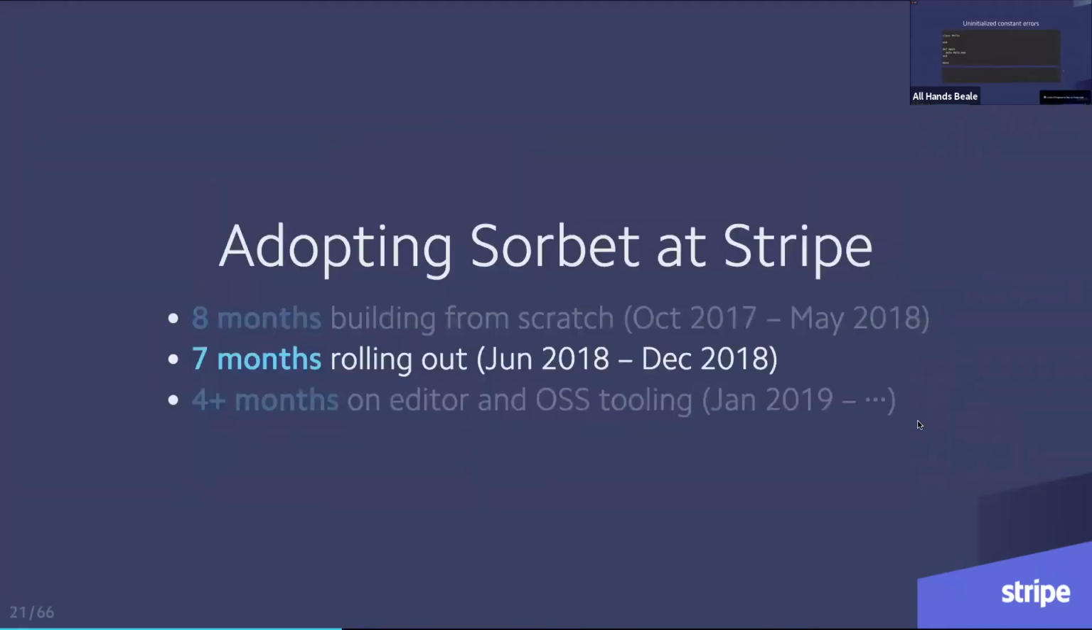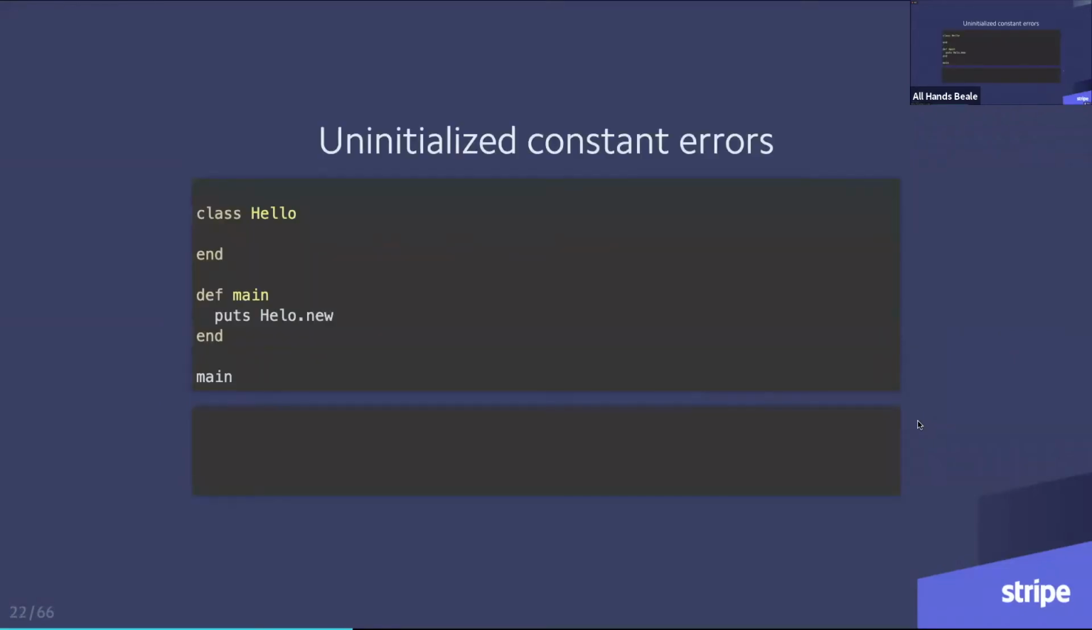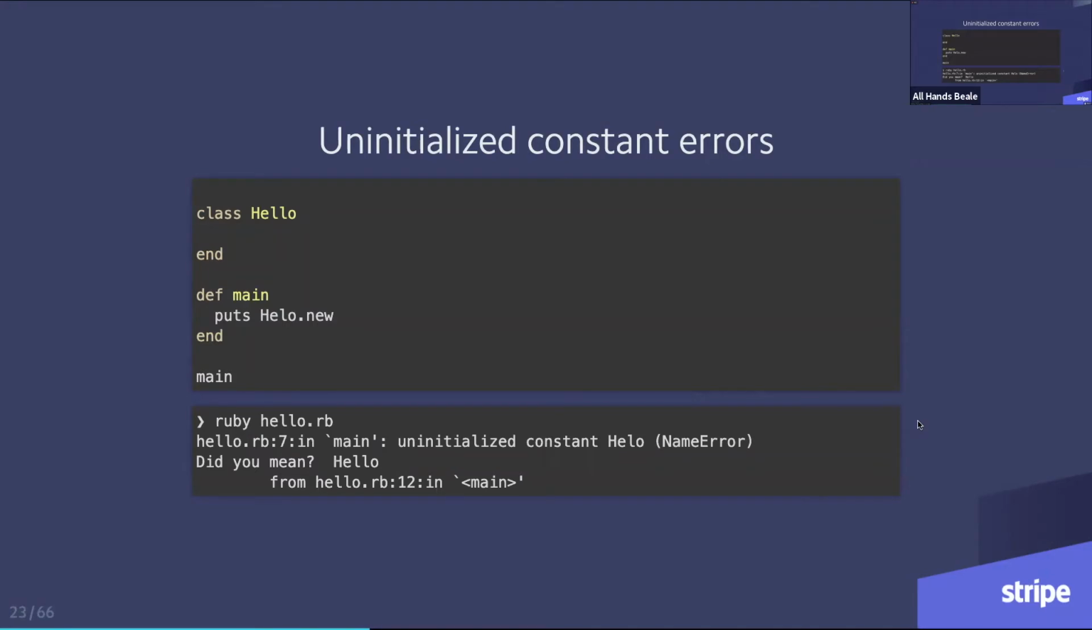So here's a bunch of errors that we found when doing the rollout. One of the common errors that we found is here, you're referring to a constant called hello. You're instantiating a class called hello. Well, if you don't have a static type system, the only way you learn that you mistyped the word hello is by running this code. So in order to make sure that you don't have this error, you want to make sure that all code in your code base gets executed.